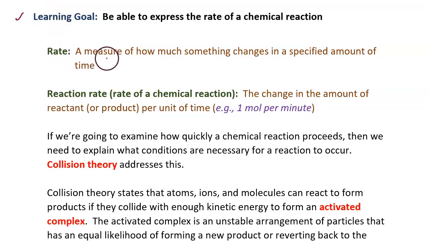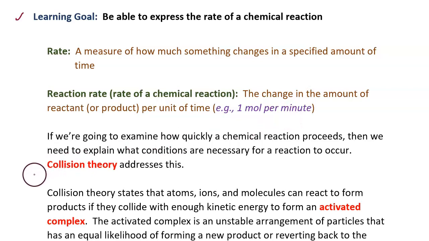The word rate is a measure of how much something changes in a specified amount of time. A common rate that we're all familiar with is the rate of speed, how far something travels in a specified amount of time. The reaction rate, or rate of a chemical reaction, is the change in the amount of reactant, or you could measure the change in the amount of product if you wanted, per unit of time. As an example, maybe the reactants change by 1 mole in 1 minute of time, and so the reaction rate is 1 mole per minute.